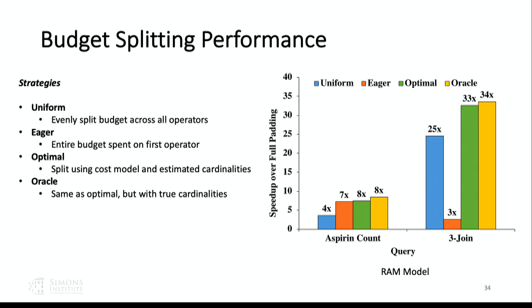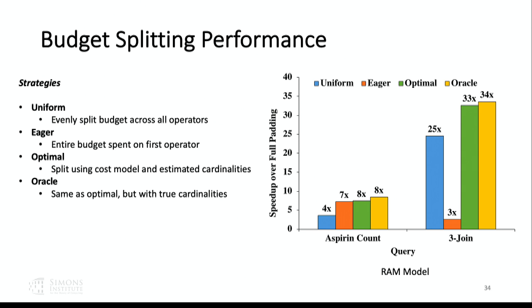Next, we looked at budget splitting strategies. So if you remember, I talked about a cost model and the budget splitting to figure out how we do things. So there's the naive case, right? If you just uniformly split the budget across all the operators.